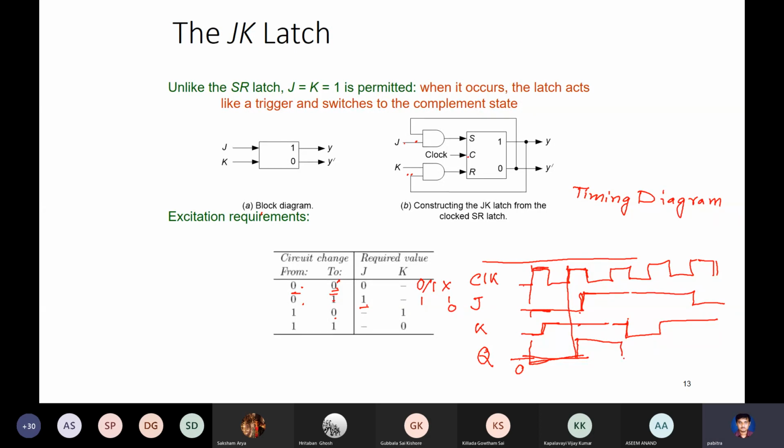All right, in the next clock cycle, what happens? J is 1, K falls back to 0, and Q is 1. So it will stay 1. This will not fall, this will stay 1 till the next clock cycle. What happens in the next clock cycle? J is 1, K is 1, and Q is already 1, so it will be falling back to 0. So this way you can draw the timing diagram.